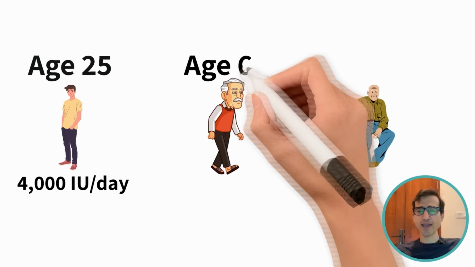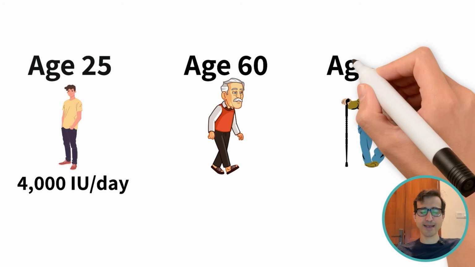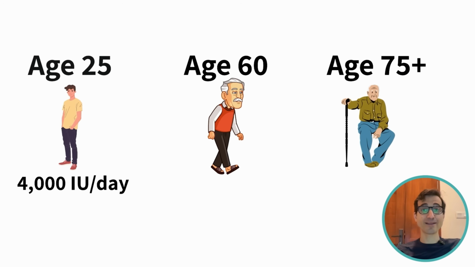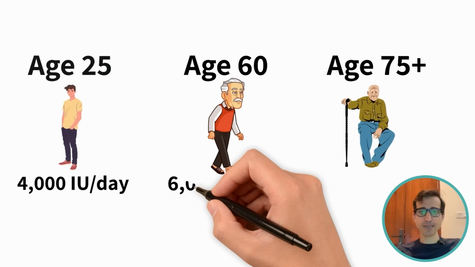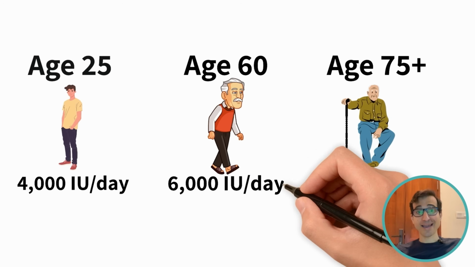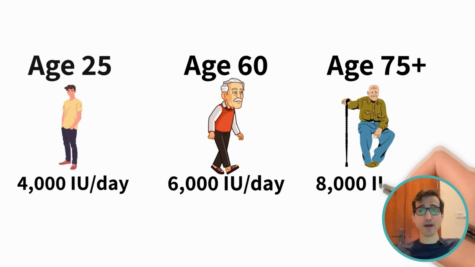What happens when you age? You make less by the skin and you convert less. So suddenly you need to take more. Over age 60, conversion would go down. And on average, we need somewhere between 5,000 to 7,000 units per day. Based on testing, of course. Age 60, probably 6,000 units per day. Age 75, now you need to go to 8,000 units.